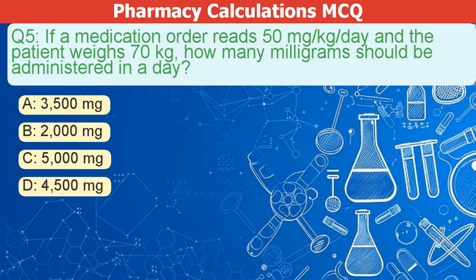A medication order reads 50 milligrams. The patient weighs 70 kilograms. How many milligrams should be administered in a day? A. 3,500 milligrams. B. 2,000 milligrams. C. 5,000 milligrams. D. 4,500 milligrams.